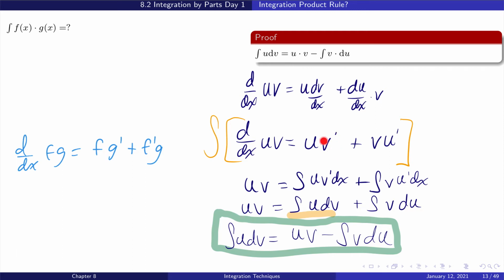This statement here: the antiderivative of u v prime dx, and the antiderivative of v u prime dx. v prime is dv/dx, so the dx in the denominator cancels with dx, and we're just left with dv. Over here, u prime is du/dx. The dx here cancels with the dx down there, and we're left with just du. So now the statement becomes uv is the antiderivative of u dv plus the antiderivative of v du. We're going to solve for this term here.